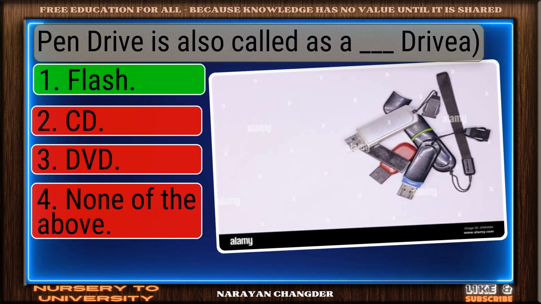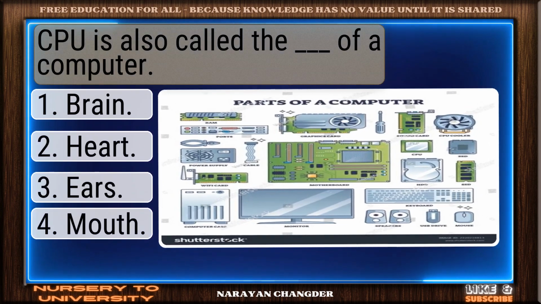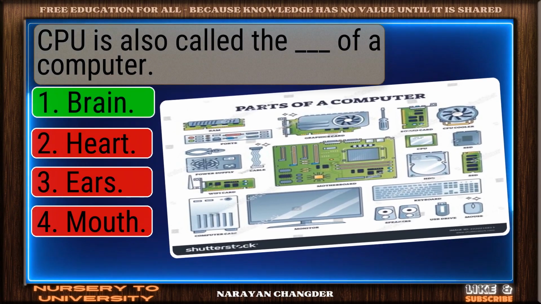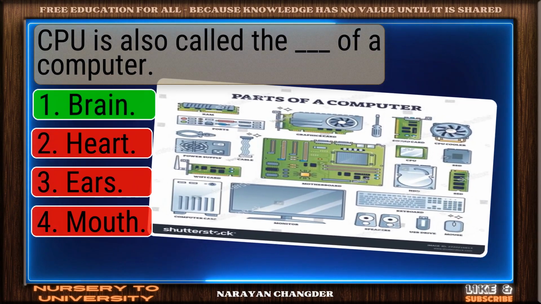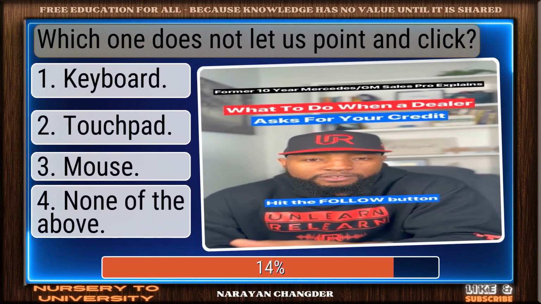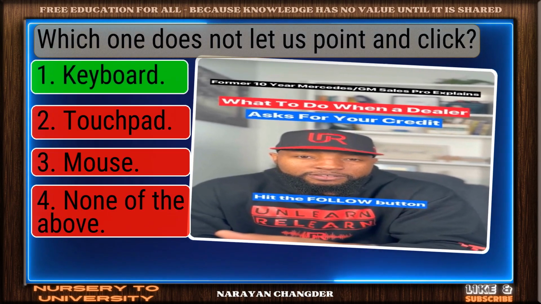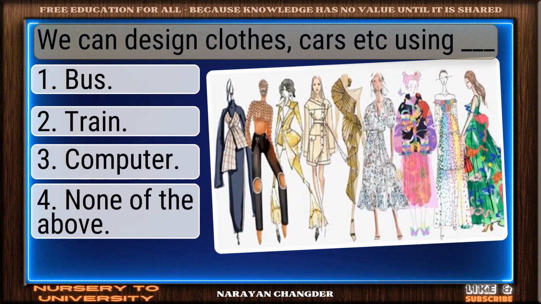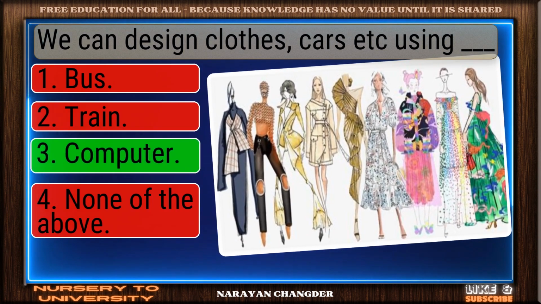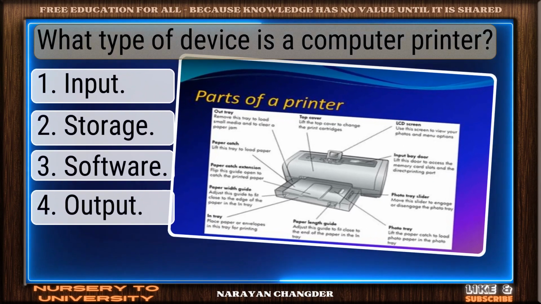Well reasoned. Flash is the correct choice. CPU is also called the dash of a computer. Right choice. Brain is the best answer. Which one does not let us point and click? Strong choice. Keyboard is the right answer. We can design clothes, cars at sea using dash. Exactly. Computer makes sense. What type of device is a computer printer?